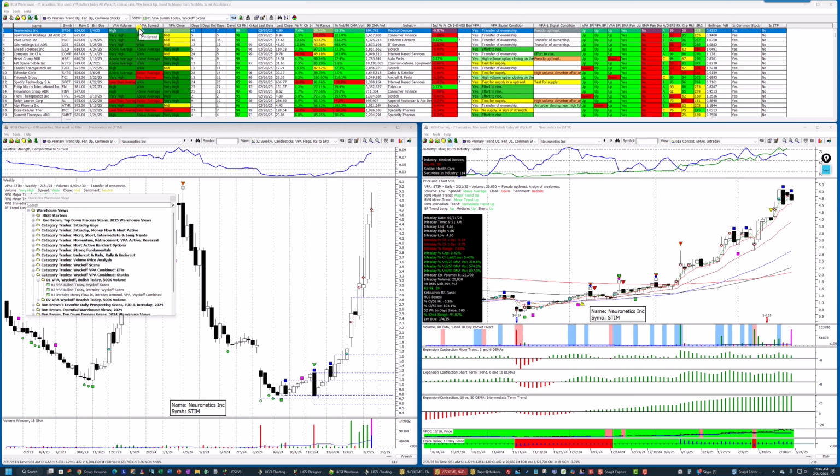Now, what's the VPA signal? It's transfer of ownership. I've told you before that this is really a neutral VPA flag because you really don't know if it's going to go up or down. But yesterday, it was more bullish than bearish. Why? Because it's slightly above the 50% daily range.